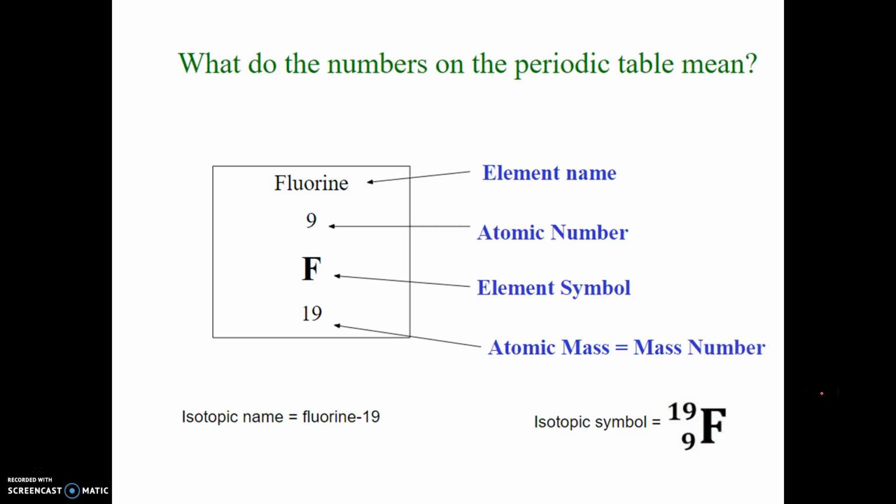Now what I want to talk about is when you look at your periodic table that I gave you, how do you know how many protons, neutrons, and electrons are inside a specific element, or atom, I should say. On the periodic table, it gives us some great information. I've kind of labeled them for you here.